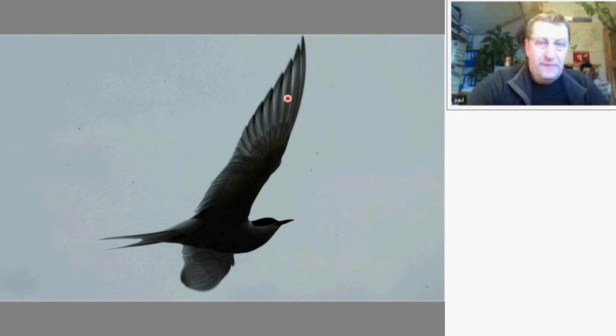When they are flying, in the Arctic tern you can see through the wing feathers. The feather is more or less transparent, so you can see the light through them. In the common tern, you don't see through them.